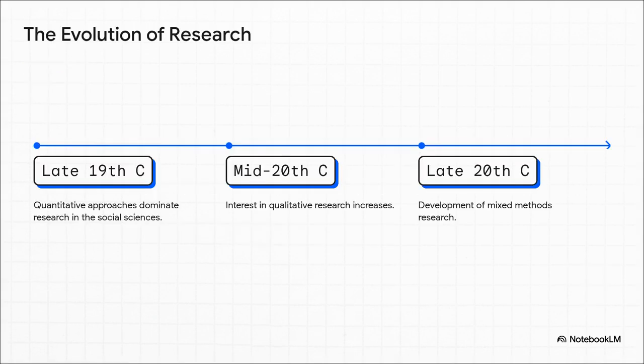And our thinking on this has really evolved. If you look back, the numbers-driven, quantitative approach was king for decades. But around the middle of the 20th century, researchers started realizing they were missing something. That rich human context that you can only get with qualitative methods. That shift slowly paved the way for a third major movement, combining the two.